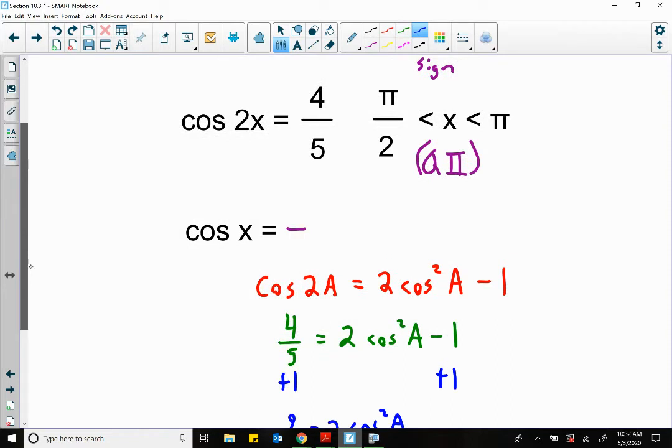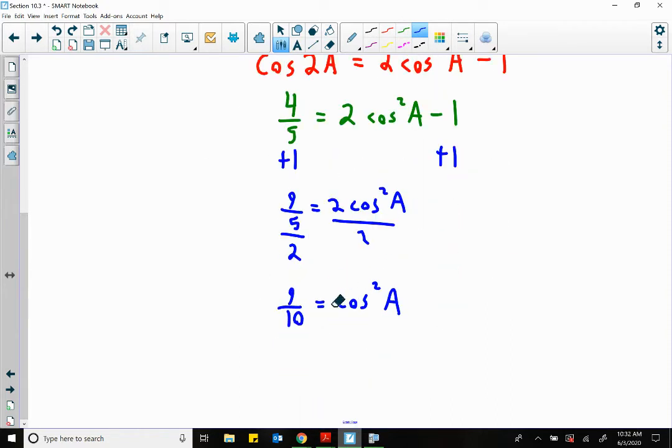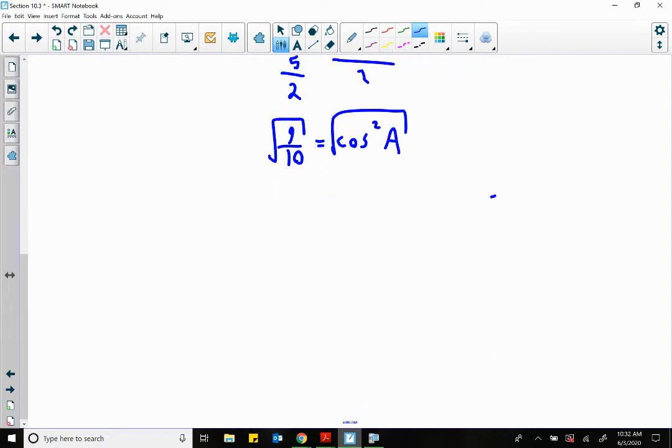So we know that when we take our square root down here, because how do you get rid of something squared? You take a square root. We are going to be looking at the negative version of this. So we don't need the plus and minus. We already know that it should be the minus version. So cosine x is going to be equal to the negative version.